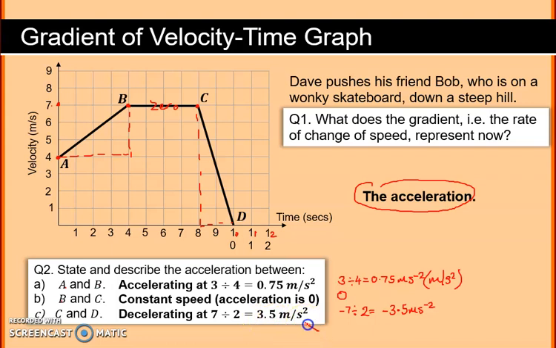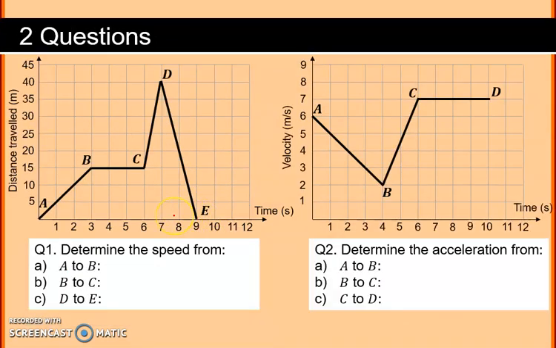And notice I've used that notation for units as opposed to ms to the minus 2. They're exactly the same. So 2 questions for you to do. I'd recommend you pause the video, and I'm going to put the answers up in a bit. On the first one, notice this is a distance time graph, and therefore when you find the gradient you get the speed. And this is all this is. Find the gradient for these different sections of the journey.